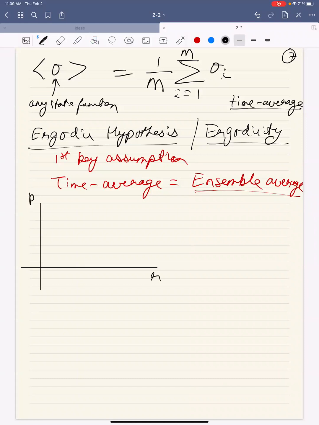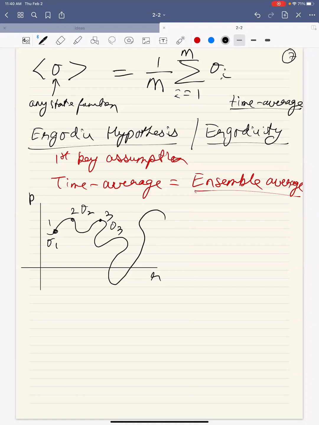So let me draw that picture from last page once again, where I had my R coordinate and my P coordinate, and I had a trajectory that went something like this. Maybe it's a closed trajectory, I don't know, but it's not going to intersect itself in classical dynamics. And I have point 1, point 2, point 3, and I measure the value of the observable here, O1, O2, O3, and average it out to get the value of this observable.